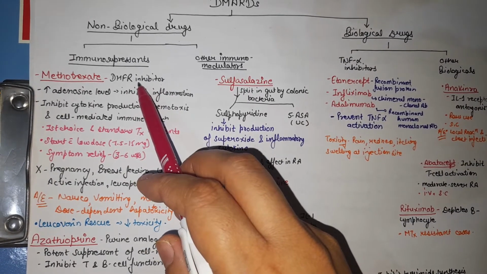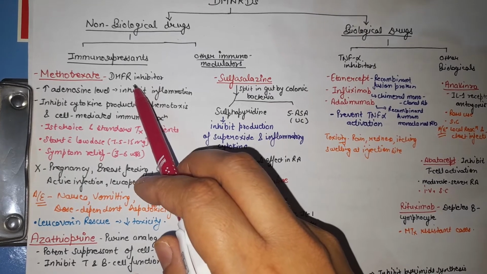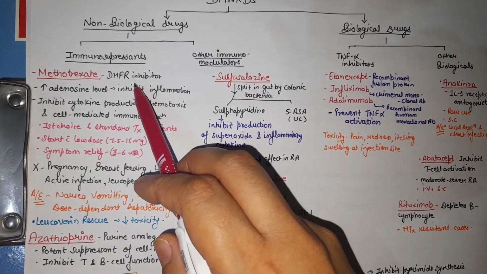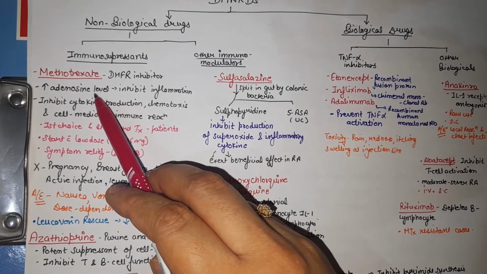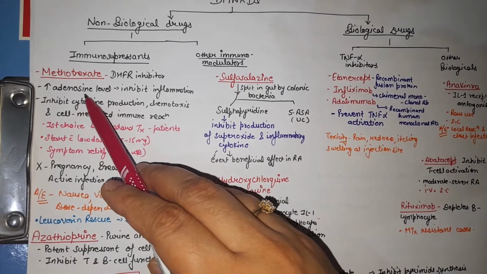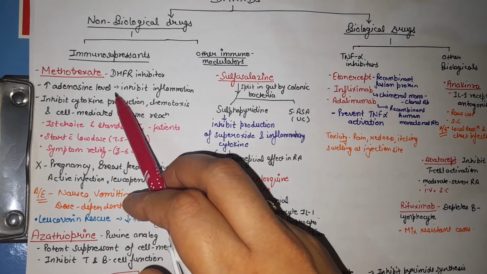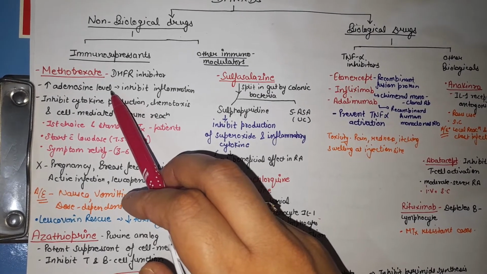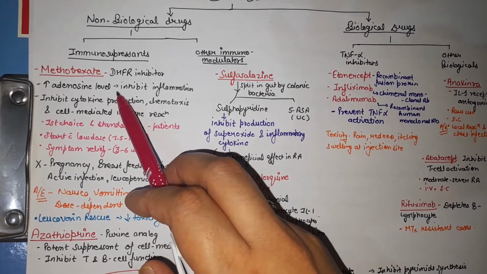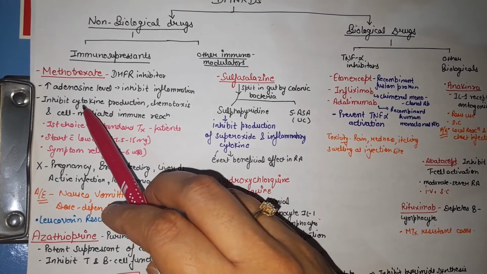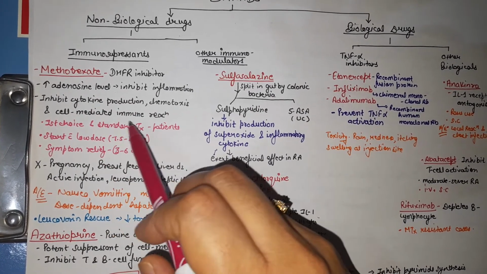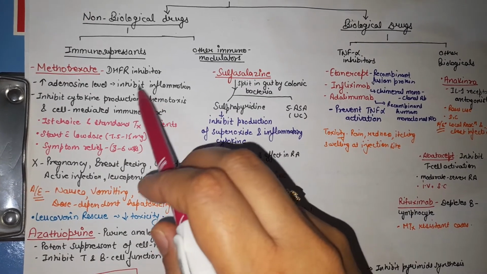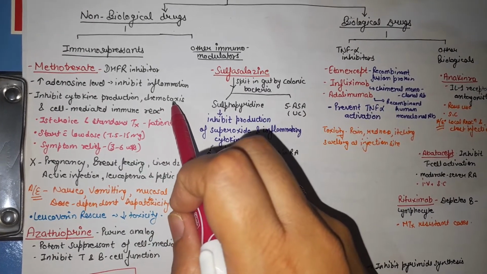So what happens is it inhibits the DHFR, which influences macrophage and lymphocyte function. Next, the other mechanism of action of methotrexate is that it increases the adenosine level, which is a potent inhibitor of inflammation. Methotrexate also inhibits cytokine production, chemotaxis, and cell-mediated immune reaction. So this is an effective drug in the treatment of rheumatoid arthritis.